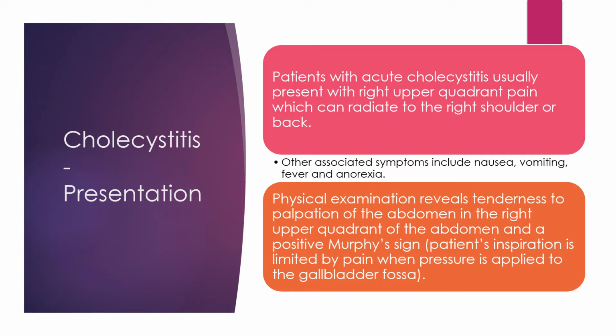In those with acute cholecystitis, as we all know, they present with pain that radiates to the back, and can have other GI symptoms, including nausea and vomiting, fever and anorexia. And Murphy's sign is the characteristic finding, with pain on inspiration when palpating the gallbladder fossa.